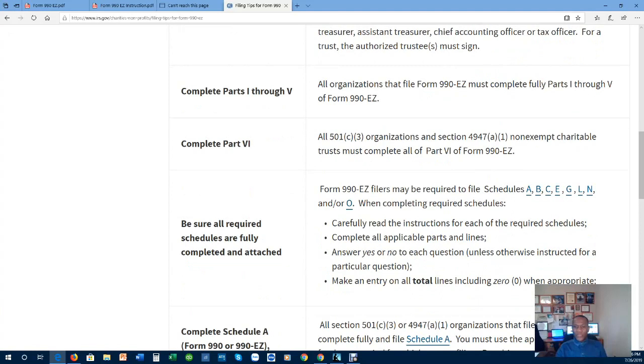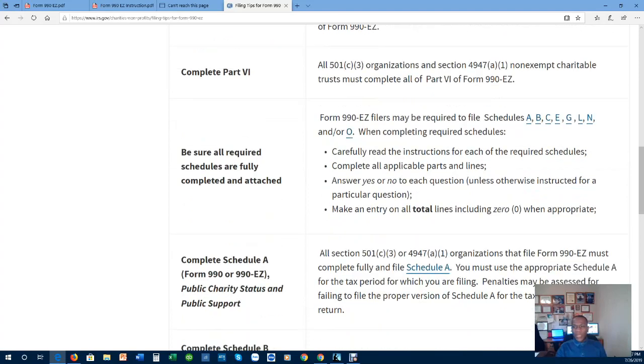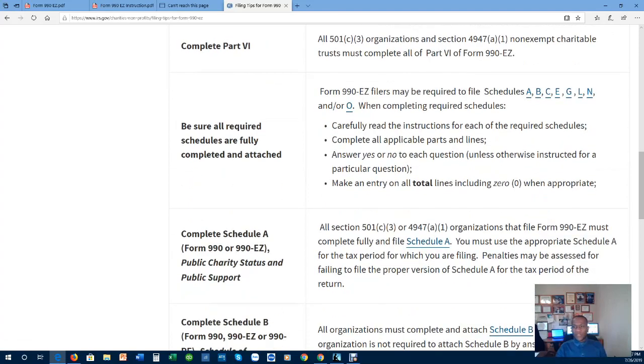Tip: be sure all required schedules are fully completed and attached. I want you to be familiar with the schedules, so I'll show you some of the information on them. A Form 990-EZ filer may be required to file schedules. These schedules range from A, B, C, E, G, L, N. So let's see Schedule A.